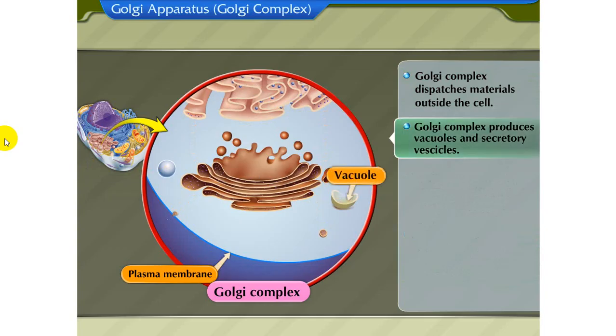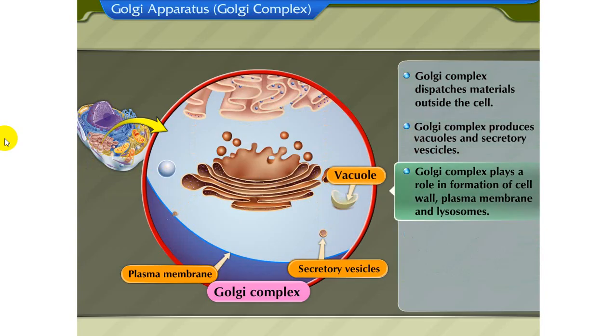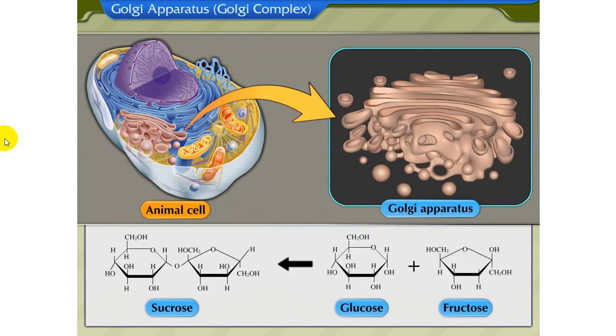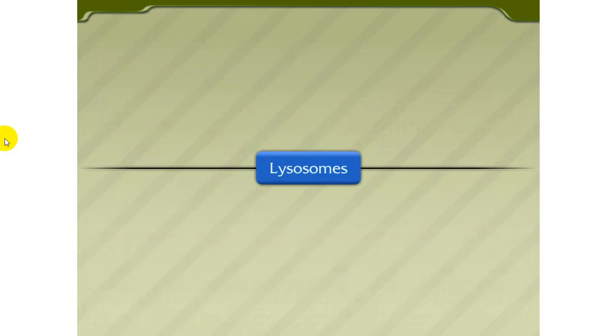It produces vacuoles and secretory vesicles. It plays the role in the formation of cell wall, plasma membrane, and lysosome. Sometimes complex sugars are also synthesized from simple sugars in Golgi apparatus. Lysosomes.